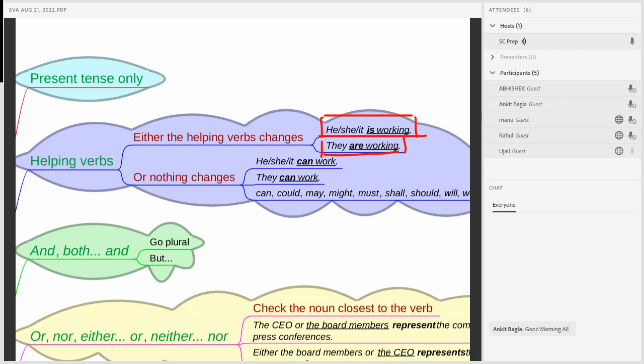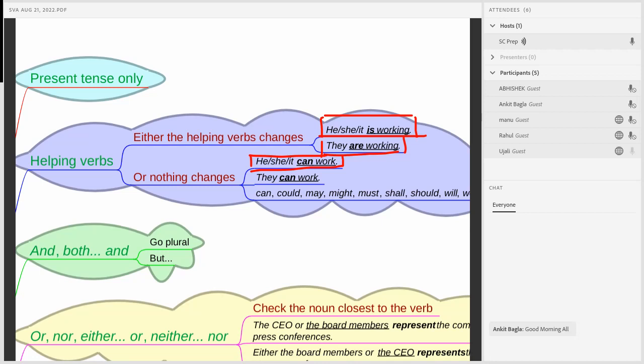So, if you have a helping verb, either the helping verb is going to change or nothing is going to change. For example, he, she, it can work. The verb here is can work, where can is a helping verb, and work is that bare infinitive form. Why are we saying it's a bare infinitive form? Because you can never say he, she, it can works, right? You cannot add that S because this has to be in the simplest form. The word work has to be in the simplest form if it's preceded by can. Anyway, the bottom line is that the can is not going to change irrespective of he, she, it, they. No matter what you do, it's going to be can work.